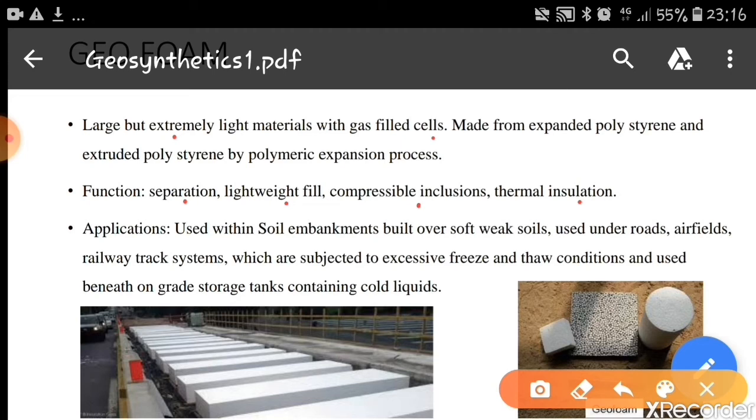Their applications: used within soil embankments built over soft, weak soils, used under roads, airfields, and railway track systems which are subjected to excessive freeze and thaw conditions, and used beneath storage tanks containing cold liquids. So they are called geofoams.